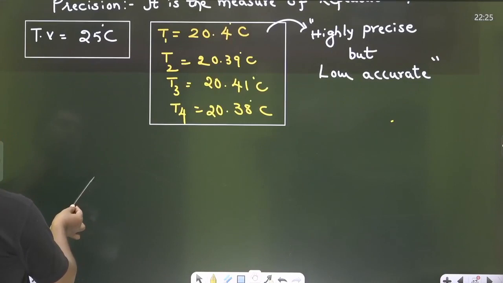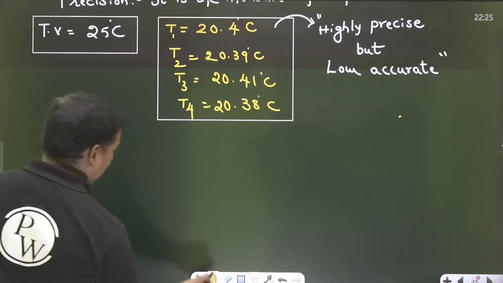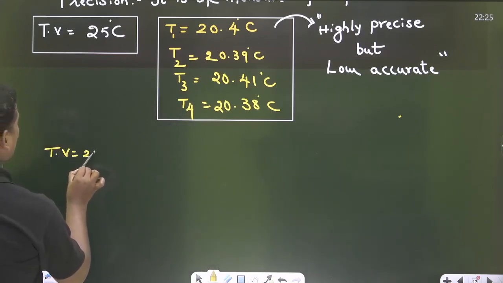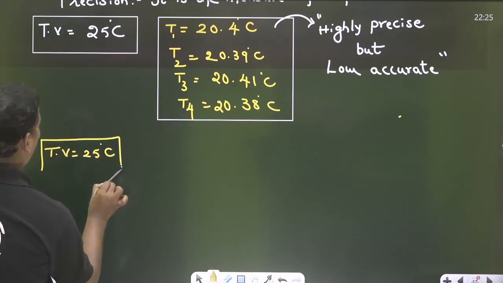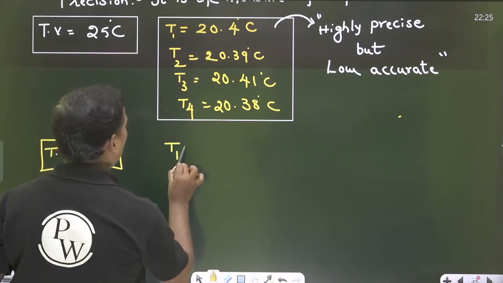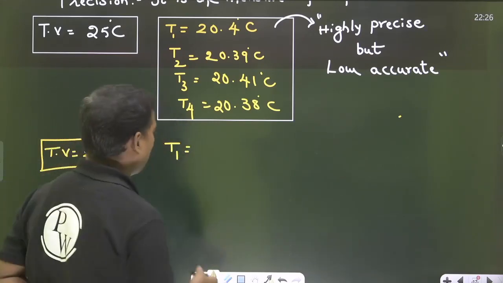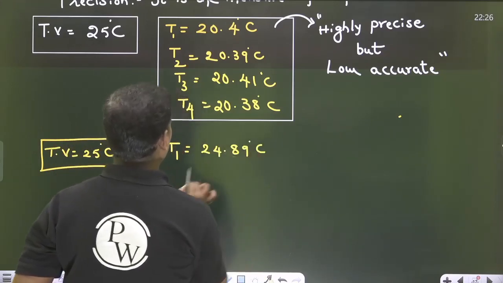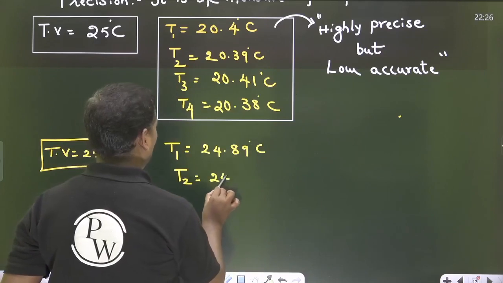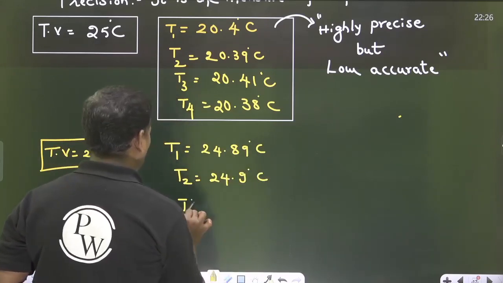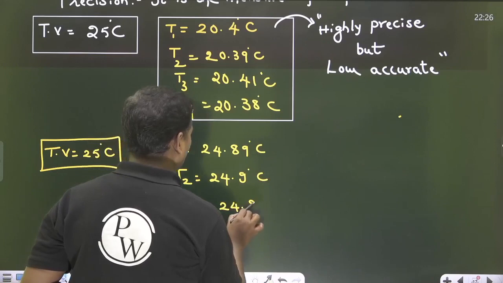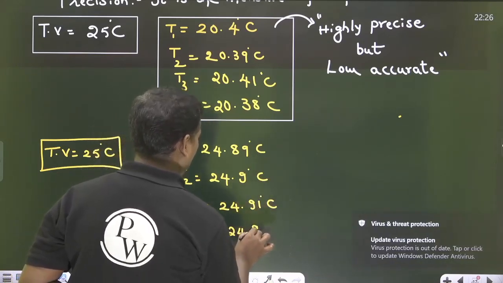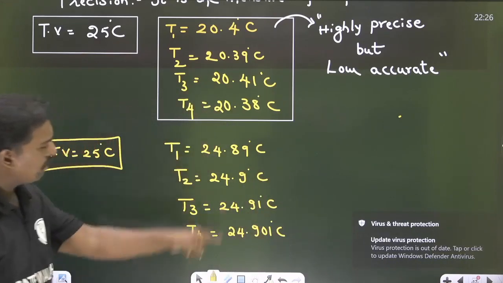See the reverse. Suppose the true value is 25 degrees Celsius and you are doing the measurement, getting accurate readings every time a student does the experiment. The first student got 24.89 degrees Celsius. The second student got 24.9. The third student got 24.91. The fourth student got 24.901. You say they are very accurate or not?